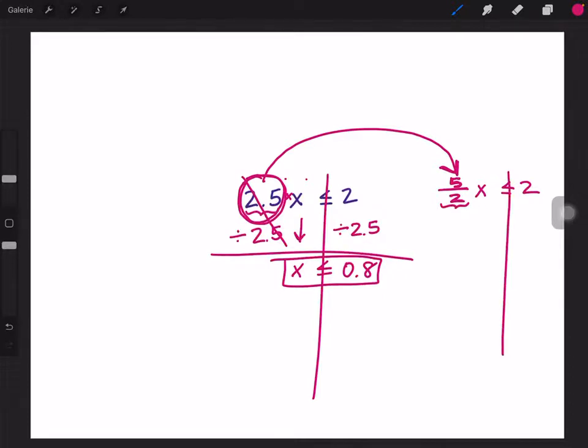So let's get rid of this scary looking fraction. Same process. I'm going to circle that entire fraction. A number next to a variable is being multiplied. So I'm going to do the opposite of multiply. I'm dividing by 5 halves on both sides to cancel that out. So I should get x is less than or equal to whatever 2 divided by 5 halves is.